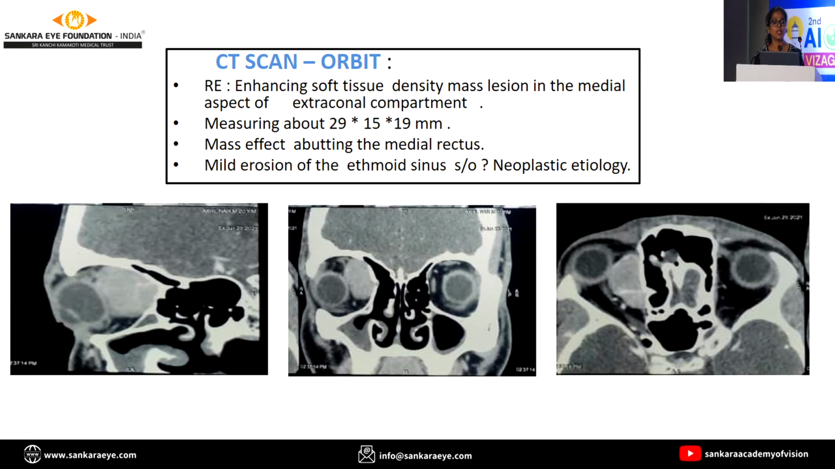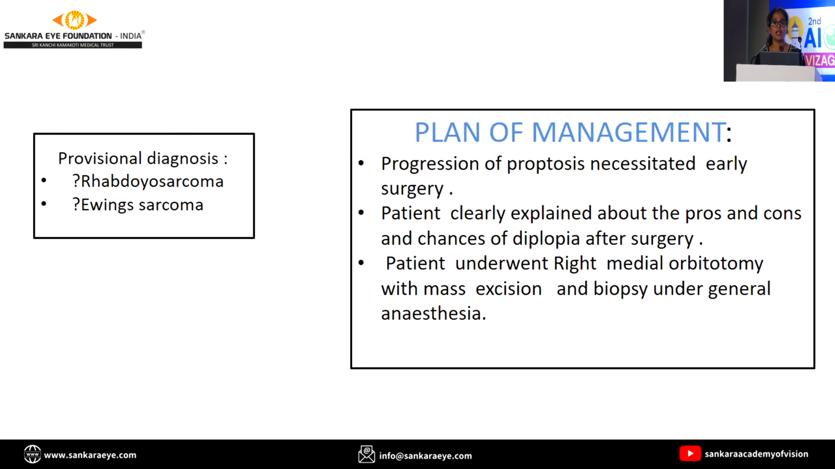CT scan of the orbit was done and showed a soft tissue density mass lesion in the medial aspect of the extraconal compartment. It was measuring about 3 by 1.5 centimeters, and the mass effect was abutting the medial rectus. There was mild erosion of the ethmoidal sinus suggestive of neoplastic etiology, and a provisional diagnosis of rhabdomyosarcoma or Ewing sarcoma was made.